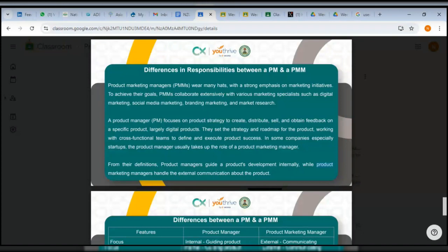When you want to find out who is responsible for how the brand is known, the position that the brand takes in the market, the position it takes with the competition, and its ability to grab new users, this has to do with the product marketing manager. To achieve their goals, PMMs collaborate extensively with various marketing specialists, such as social media marketing, brand marketing, and market research.